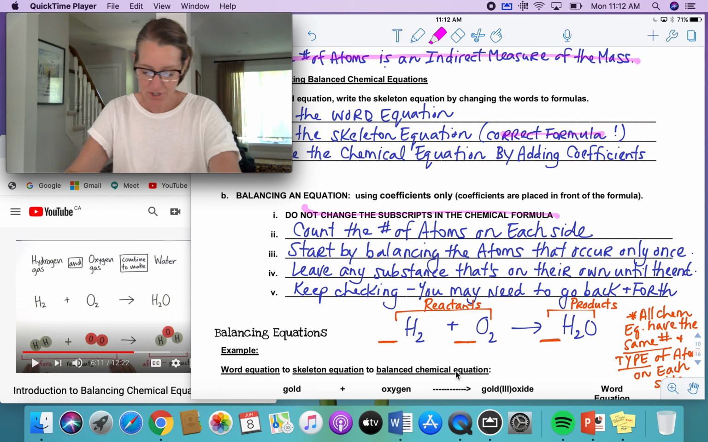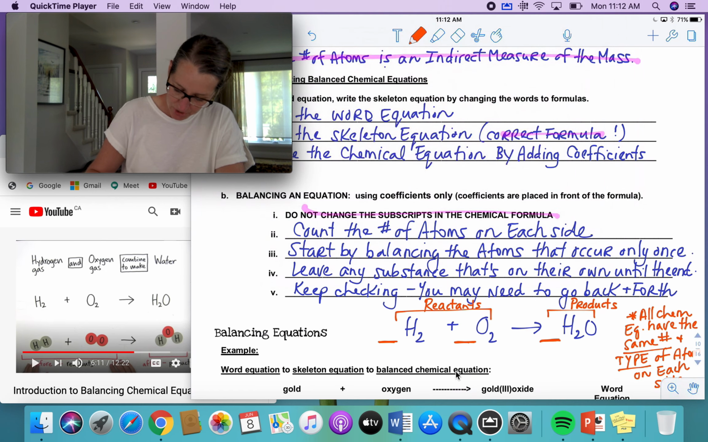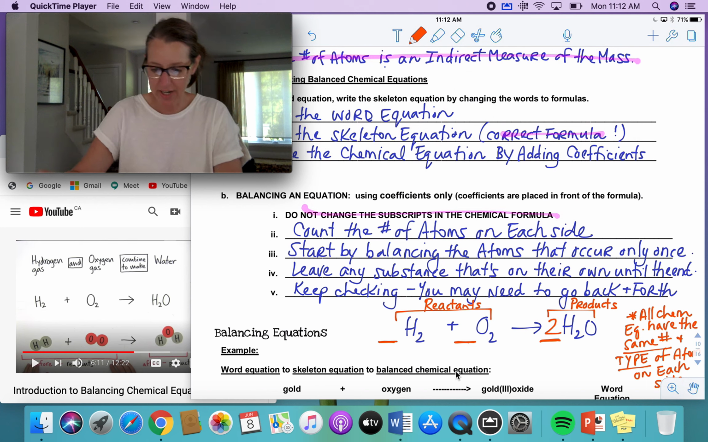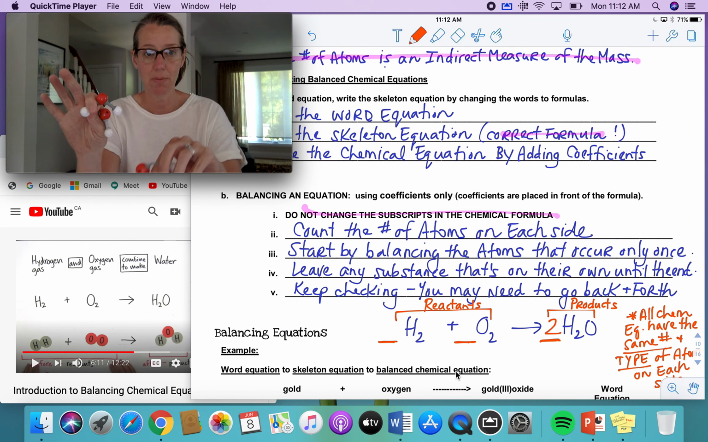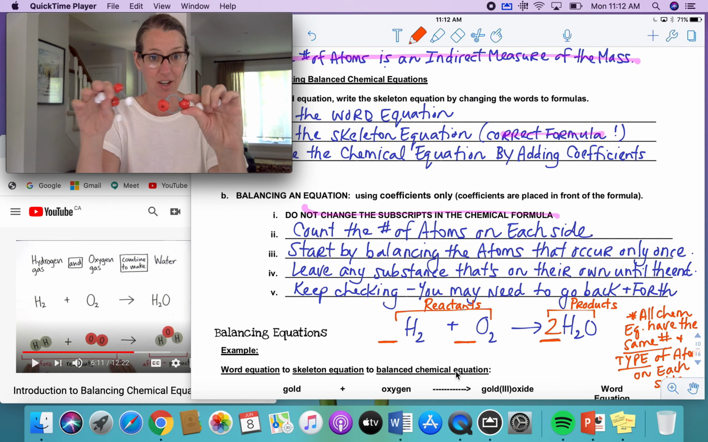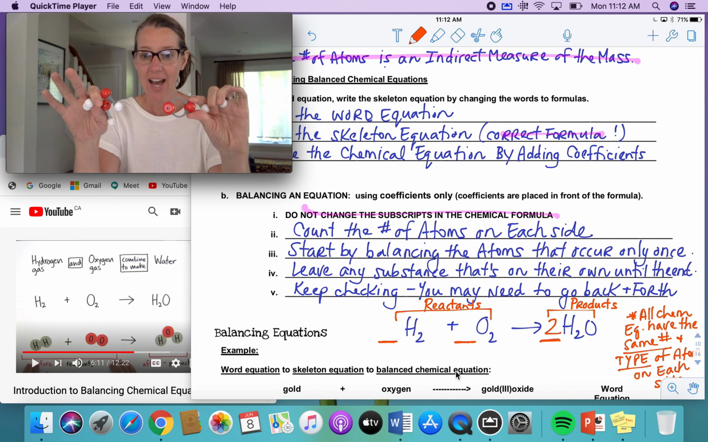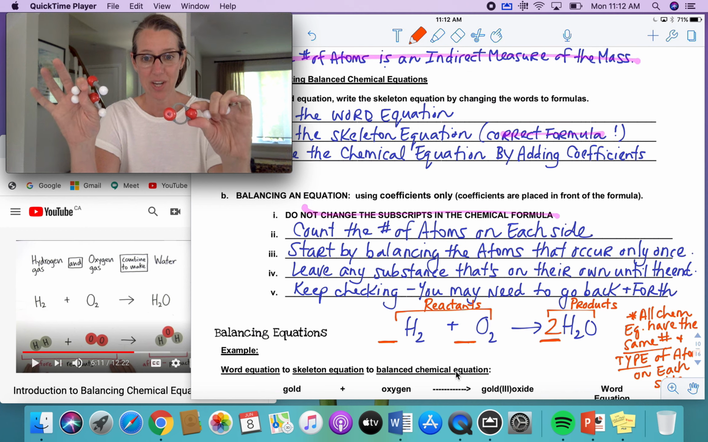Okay, I'm going to start that and take my coefficient and put a 2 over here. That means that I have now created 2 water molecules based on the fact that I had 1 oxygen, and those oxygen atoms have to stick together. So now I've balanced the correct number of oxygens. Can you see that? Because I've got 2 over here in total, and I've got 2 here.